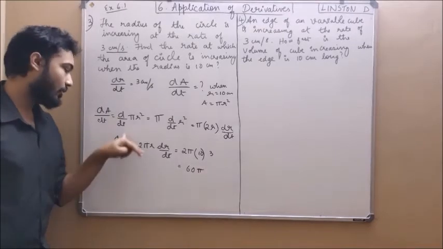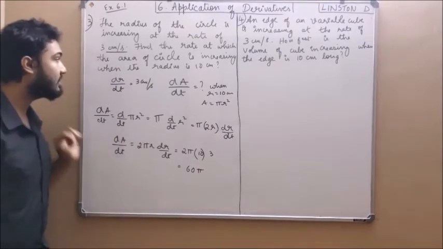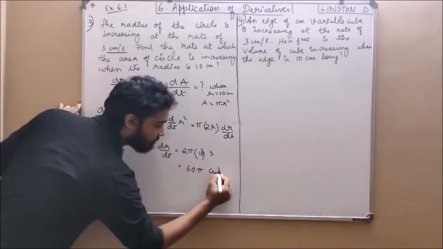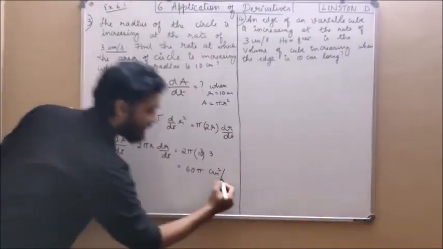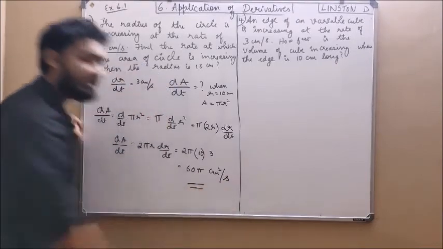What is the unit? The unit of the area is centimeter square, and the unit of time is second. So centimeter square per second. So this is the answer.